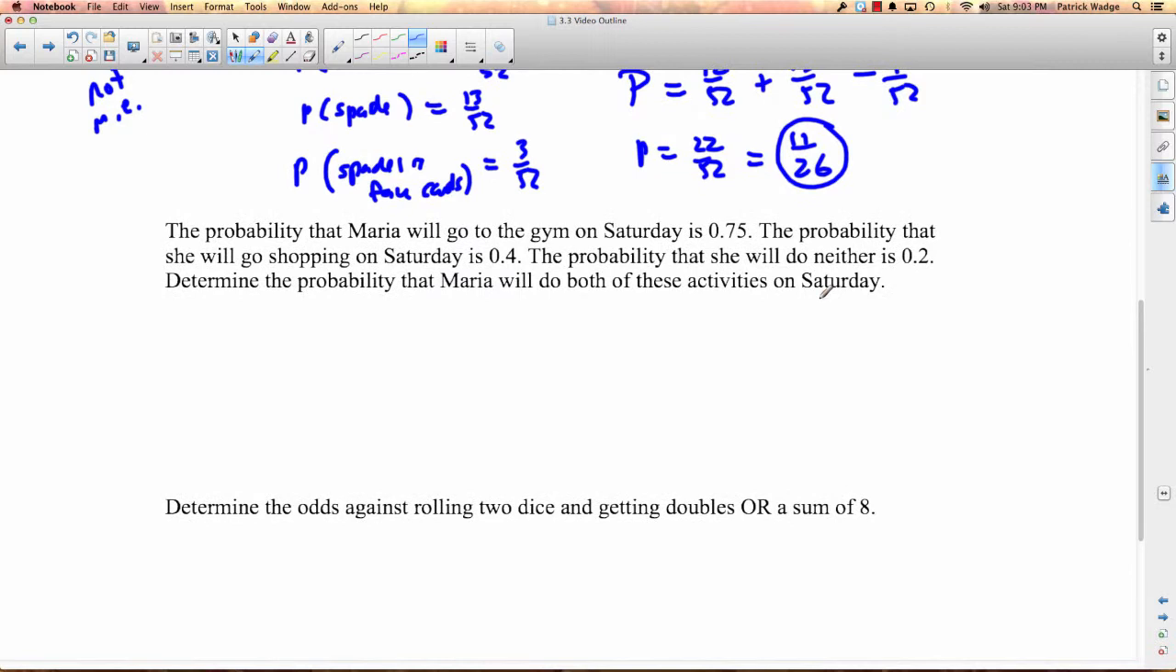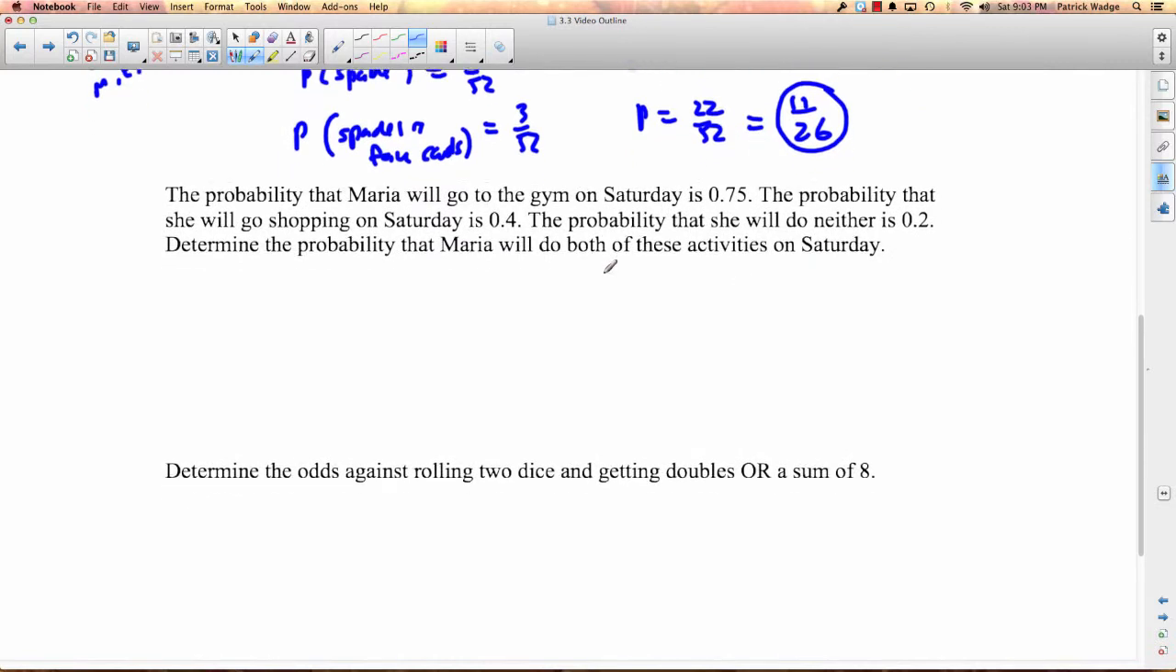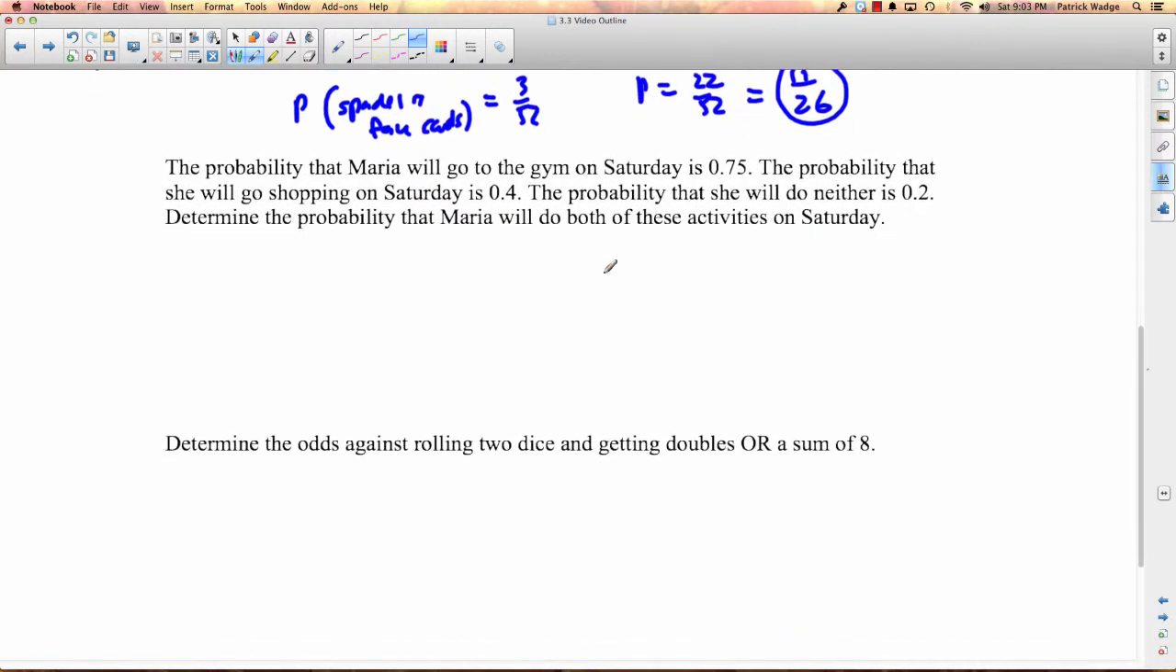The probability that Maria will go to the gym on Saturday is 0.75. The probability that she will go shopping on Saturday is 0.4. The probability that she will do neither is 0.2. Determine the probability that Maria will do both.